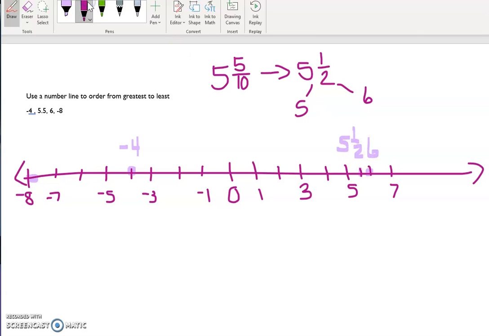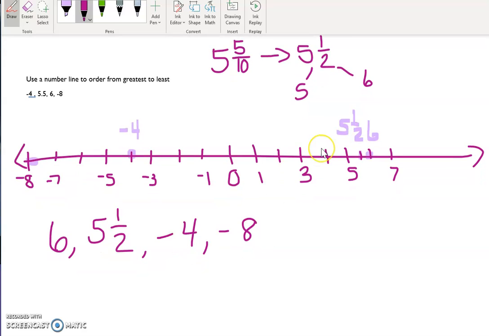To order these from greatest to least, our greater numbers are further to the right, and I'm going to list them in order as I see them. So the furthest number to the right is 6, followed by 5 and 1/2. And we just make our way across going from right to left, -4 and -8. As you become more comfortable with positive and negative numbers, you'll be able to do this without the number line. But as we are familiarizing ourselves with this, we can use that to support us.